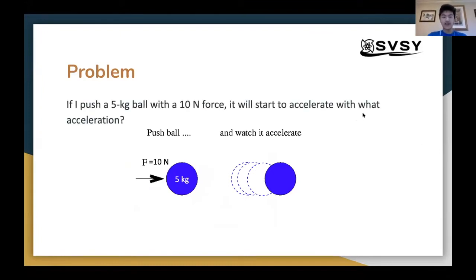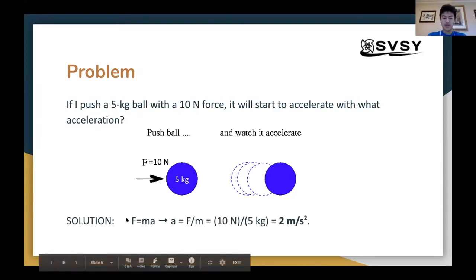All right, so here is a sample question to make sure that you guys understand Newton's second law, and it's just a direct application of it. The question describes a 5 kilogram ball, and you push it with a 10 Newton force. It will accelerate, and it asks you for the acceleration. So what you want to do is think of Newton's second law. We have two variables given: the 10 Newton force, and the mass. So the acceleration would be the only unknown.